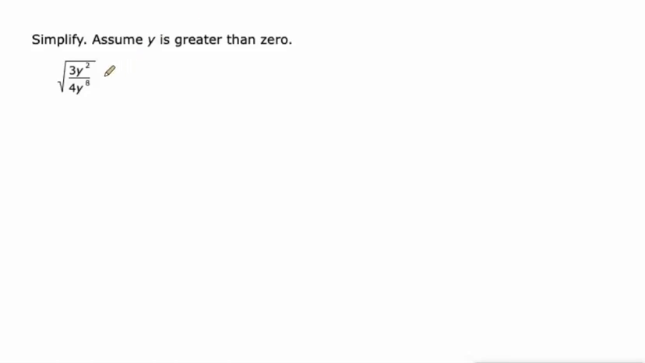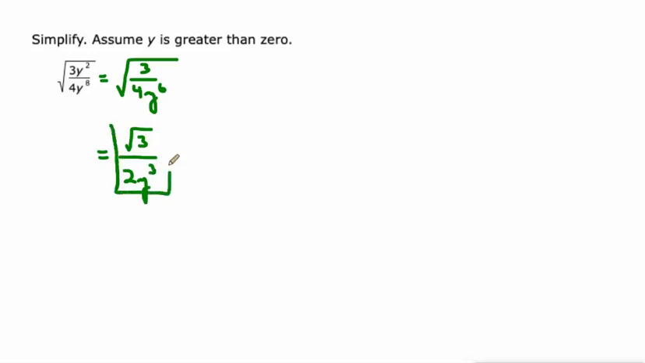Same idea here. Let's simplify inside the fraction first. So we could rewrite this as the square root of 3 over 4y to the 6th, because 8 minus 2 is 6. And then take the square root of the numerator, which is the square root of 3, and the square root of the denominator, which is 2y cubed. Again, we don't have any fractions in the radical. The denominator doesn't have any radicals in it, and the number up top that's inside the radical, that 3, doesn't have any perfect square factors, so we simplified it.